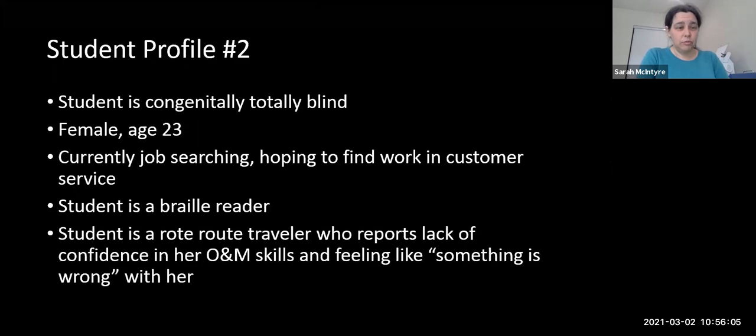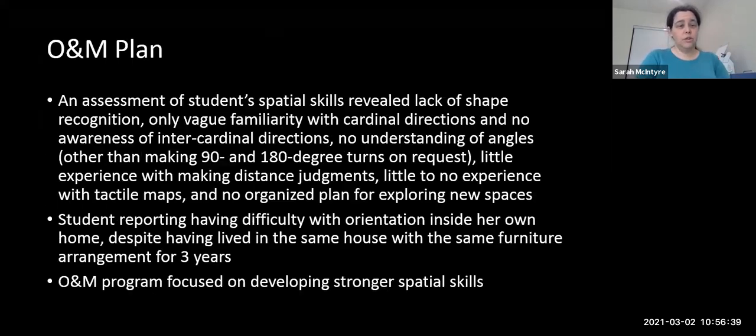Next slide, please. So the second profile is also a congenitally totally blind student, rote route traveler. She's in her early 20s, and she is hoping to get a job working for customer service. Right now she's job searching. She is a Braille reader, and at the time we began, she did not mention this, but a little bit afterwards, she reported that she felt like something was wrong with her because of her O&M skills. And so next slide, please.